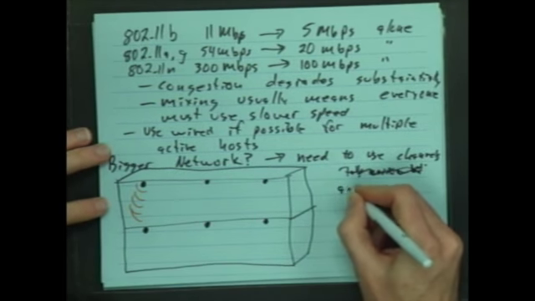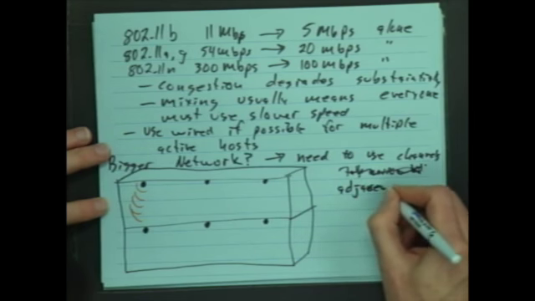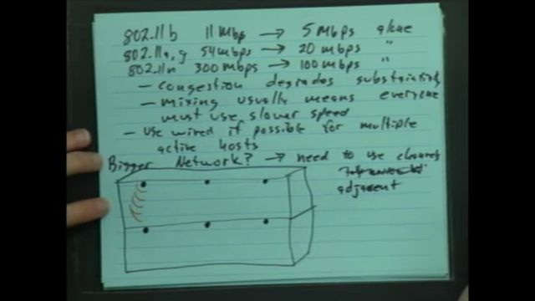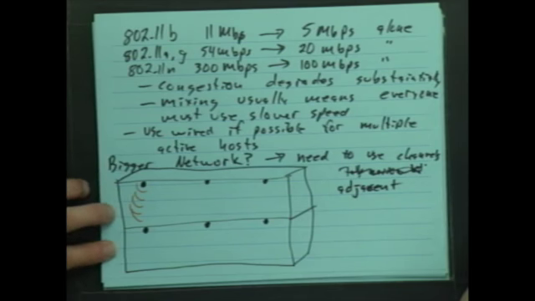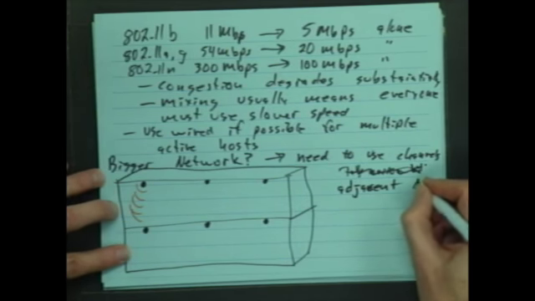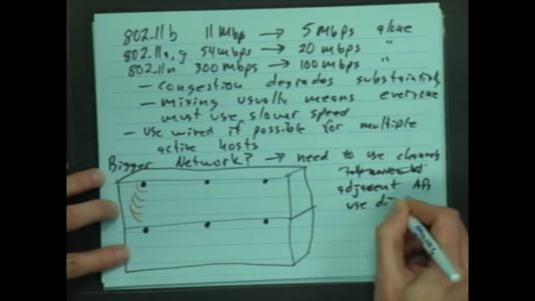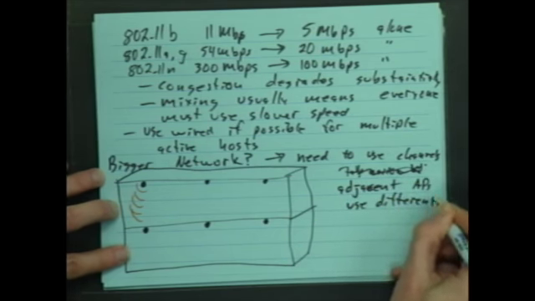Okay? So our problem here is we need to avoid interference between the access points and between the clients on the various access points. So we need to have adjacent access points use different channels.